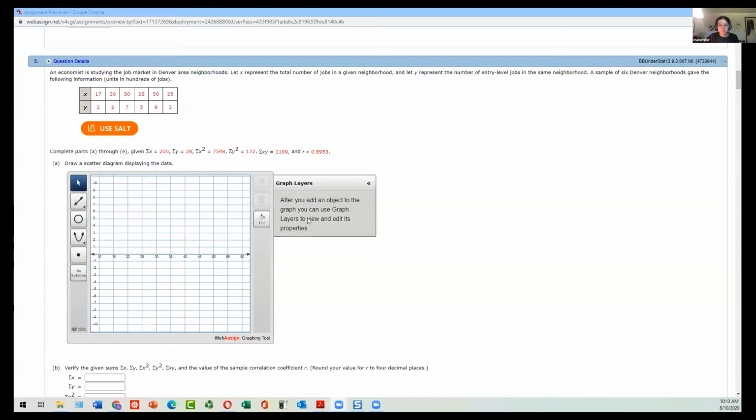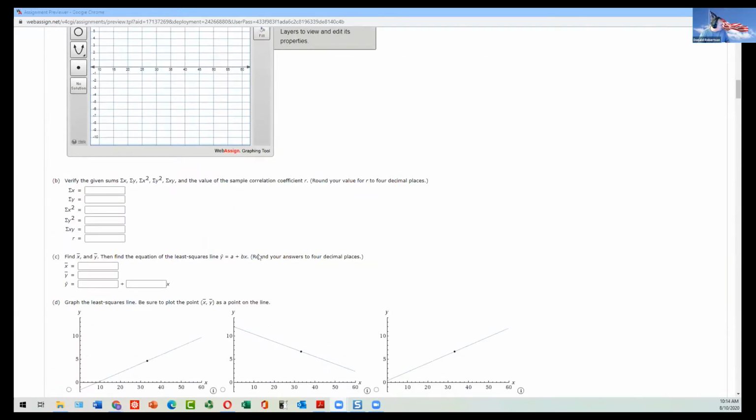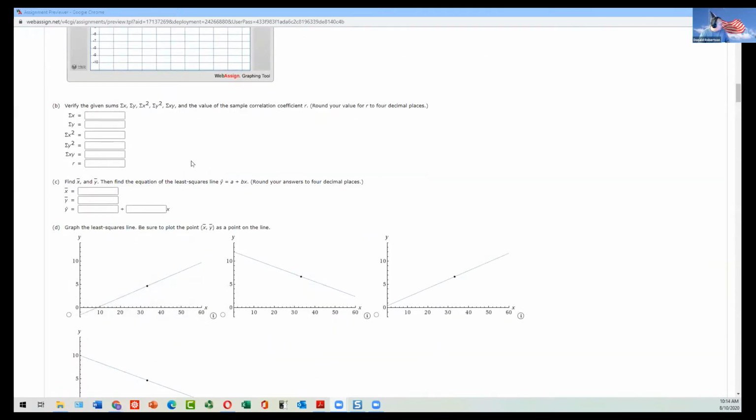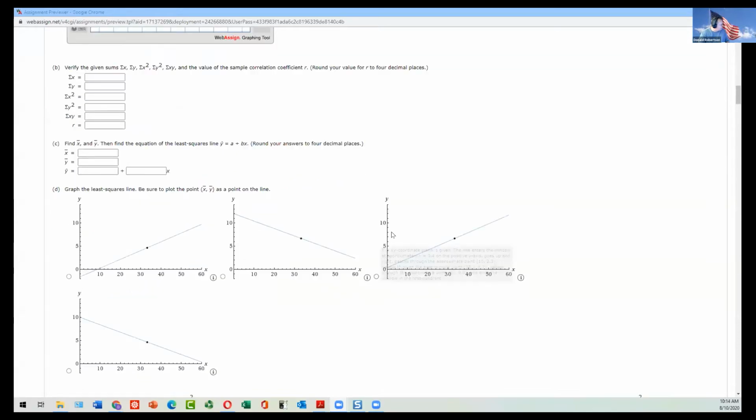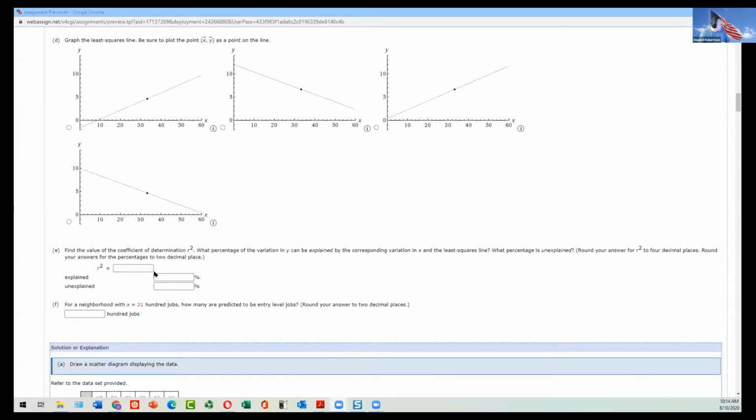So we got a whole load of numbers, and complete the first part. Draw the scatter plot, verify everything, get all these X bars and stuff, and a picture. And then you said the part at the bottom, the R squared, didn't work?